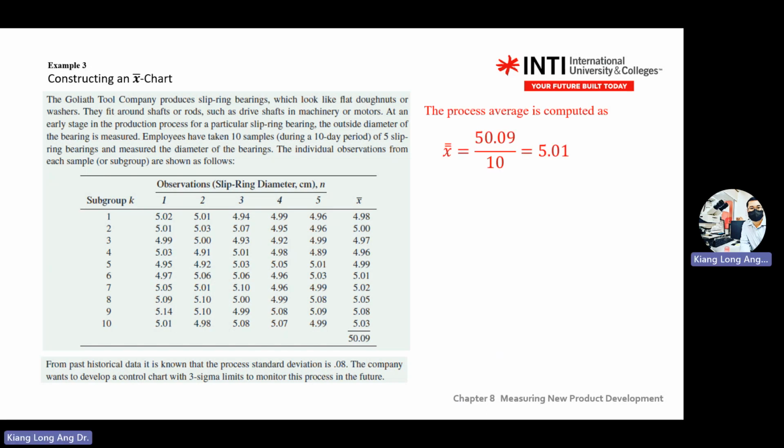So you take the average of average. You add all the average values, you get 50.09, divided by 10 times you take sample. So you get 5 point something. Then control limit, still the same. You take average plus Z, the sigma value, plus the standard variation.